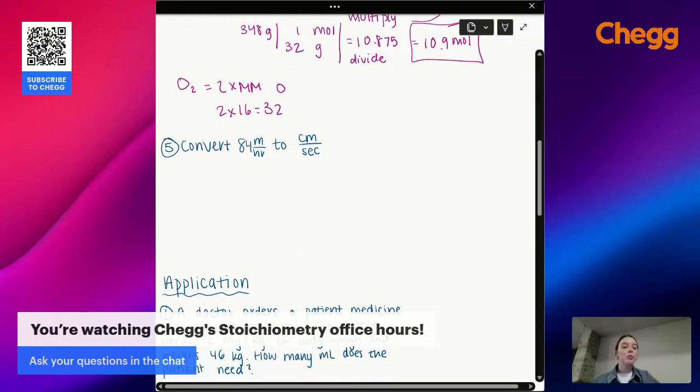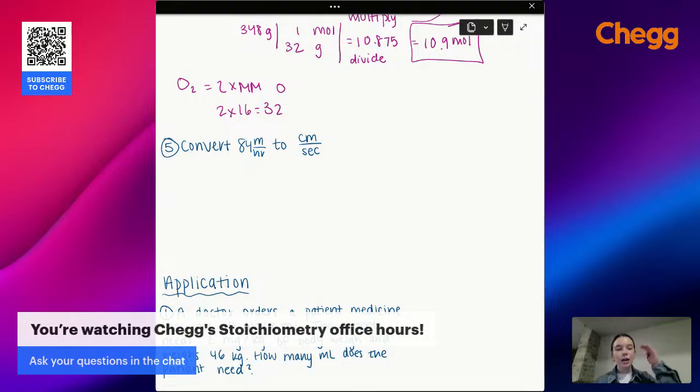All right, now we're going to do a little bit more complicated of a problem. It's 2 steps, top and bottom units, so it's a little bit more difficult of a conversion. But just like always, we start with what we're given, and we're given 84 meters per hour. Now, I want to focus on 1 unit to get to my end unit. So first I'm going to go from meters to centimeters. I always like to start with the top.